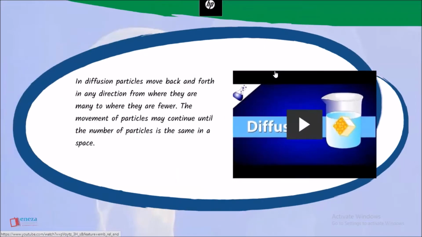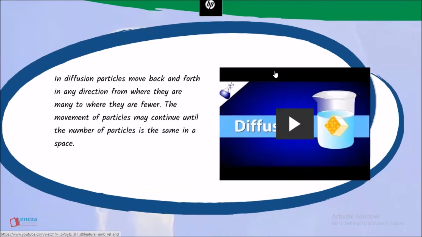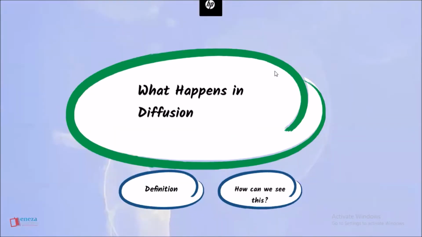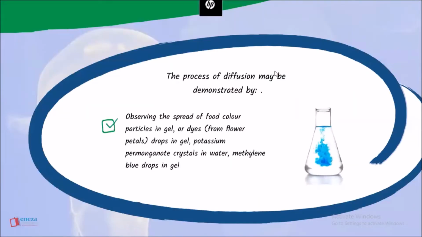Now that we have known what diffusion is, let us go to how we can see this. The process of diffusion may be demonstrated by the following. We can observe the spread of food color particles in gel or dyes from flower petals, drops in gel, potassium permanganate crystals in water, methylene blue drops in gel. That is how we can demonstrate diffusion.